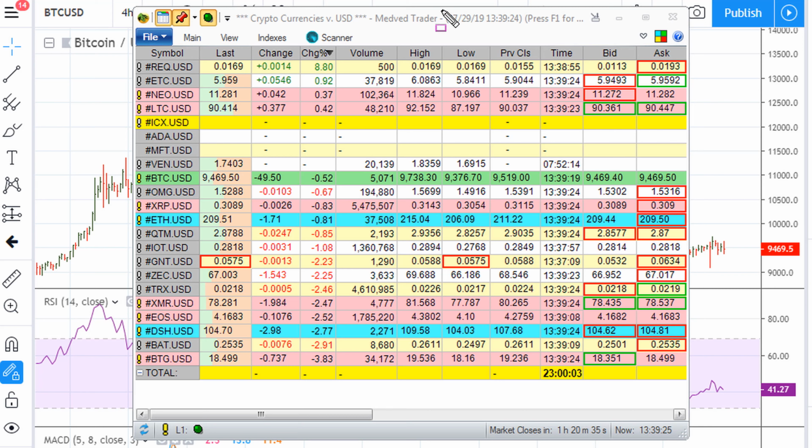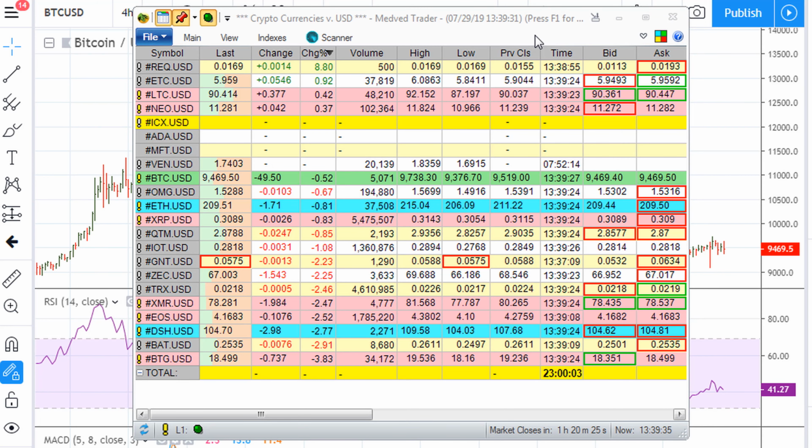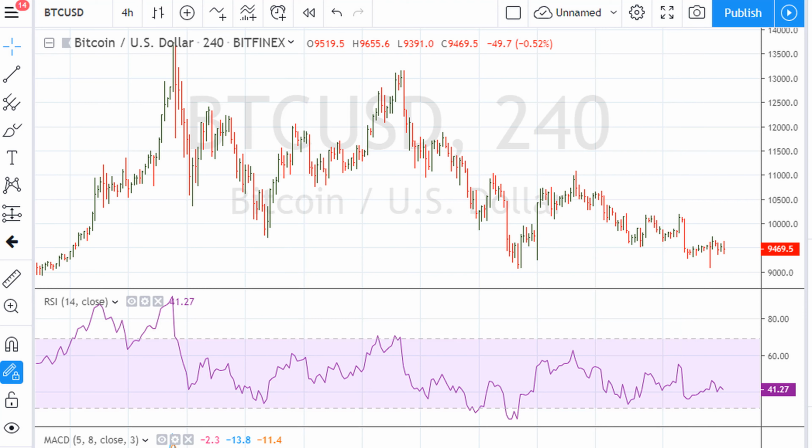Let's take a look at Bitcoin and see how the charts are setting up on the small time frame, the hourly and the daily. All right, let's begin here. Let's begin with the 4 hourly. And I want to show you what I think is taking place here.